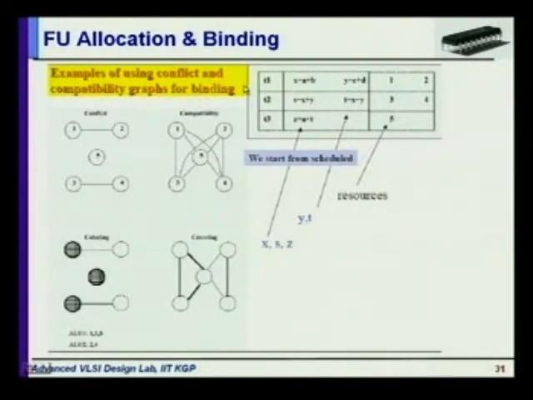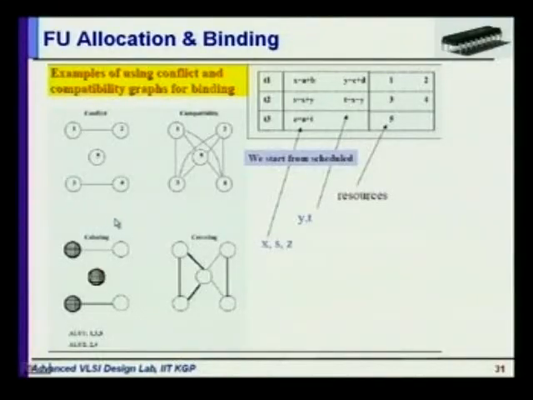Another alternative for this problem is that you can also construct the compatibility graph from this scheduled behavior. What is this? It's basically the opposite of the conflict graph. In the conflict graph you have an edge between two nodes when they have a conflict, and in the compatibility graph you have an edge between two nodes if they have no conflict, that means they can be scheduled in the same function unit. So if you construct the conflict graph of this operation, it will look like this. Okay. So from the conflict graph you can construct the compatibility graph.